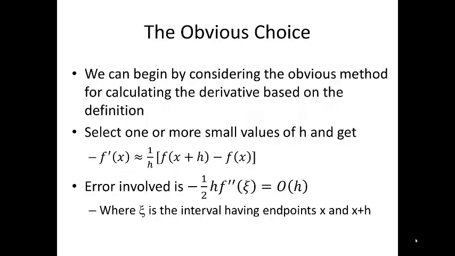The obvious method for calculating the derivative is based on the definition of the derivative. f prime of x is approximately equal to 1 over h times f of x plus h minus f of x, for one or more very small values of h, and that will give us the derivative. The error involved is minus 1/2 h times the second derivative of f at xi, which is O of h, where xi is in an interval having endpoints x and x plus h.